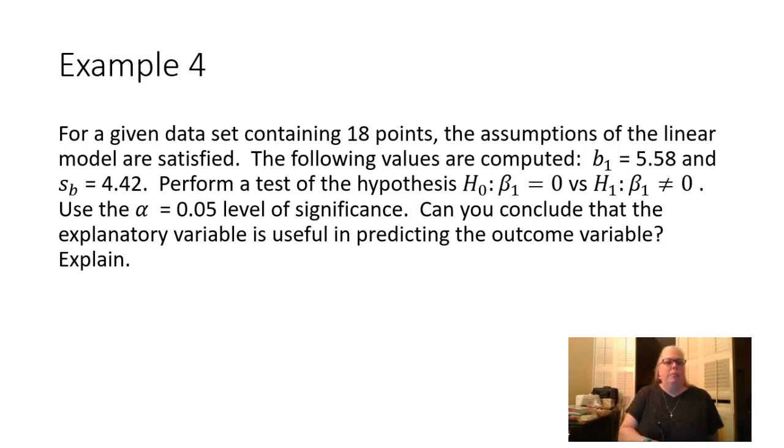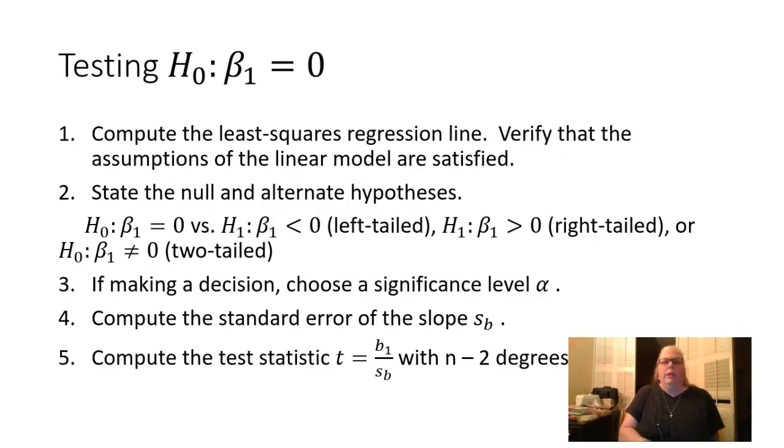All right, let's back up a few and see how we're going to do this. The least squares regression line is done. The null and the alternate hypotheses are done. And this one in particular, we're doing a two-tailed test. We've got our significance level. The standard error has been done for us. So we're going to start here at step 5, computing the test statistic, which is going to be the slope divided by the standard error of the slope. And then we're going to get the degrees of freedom as n minus 2.